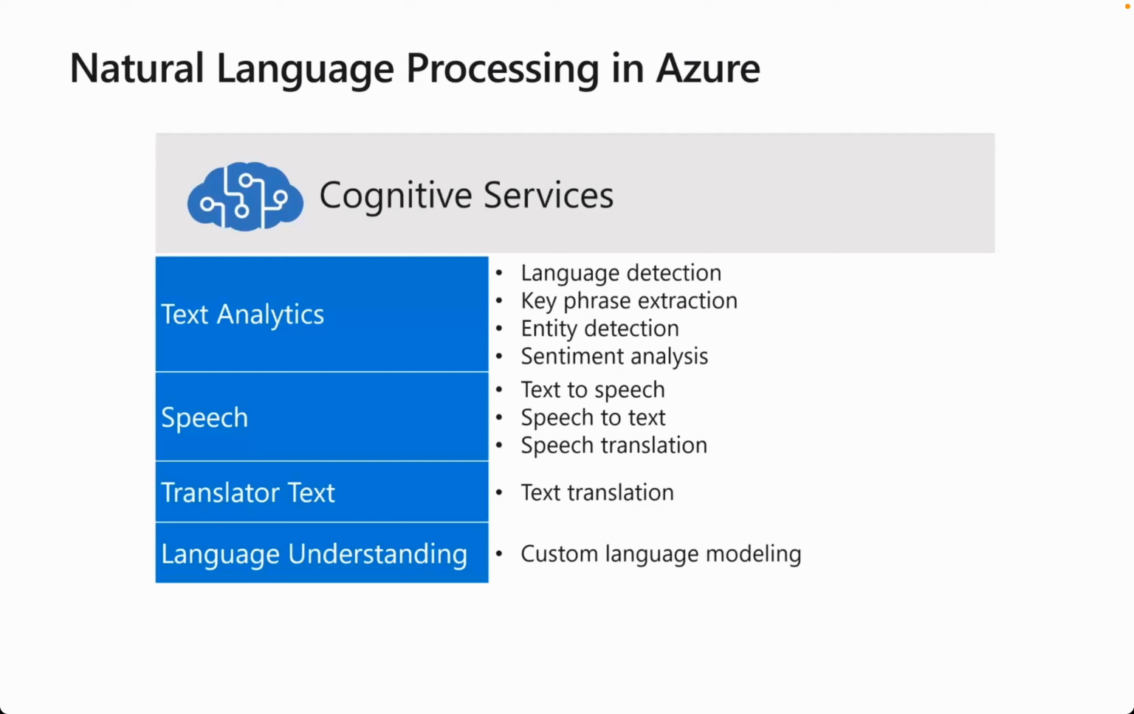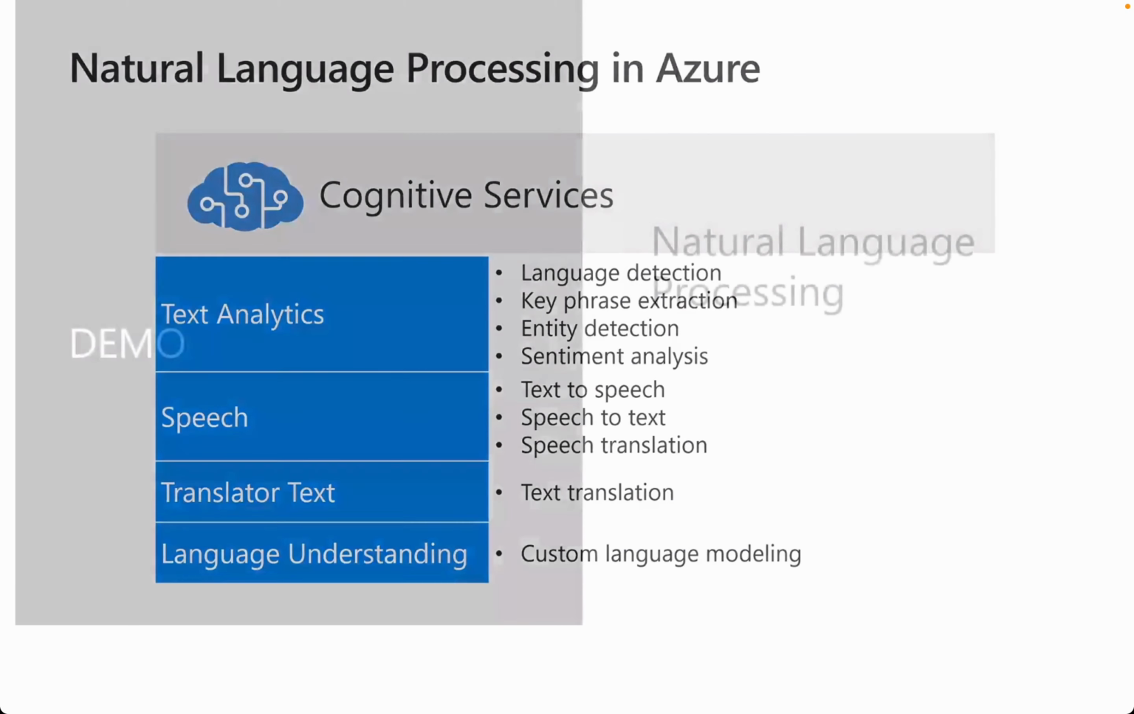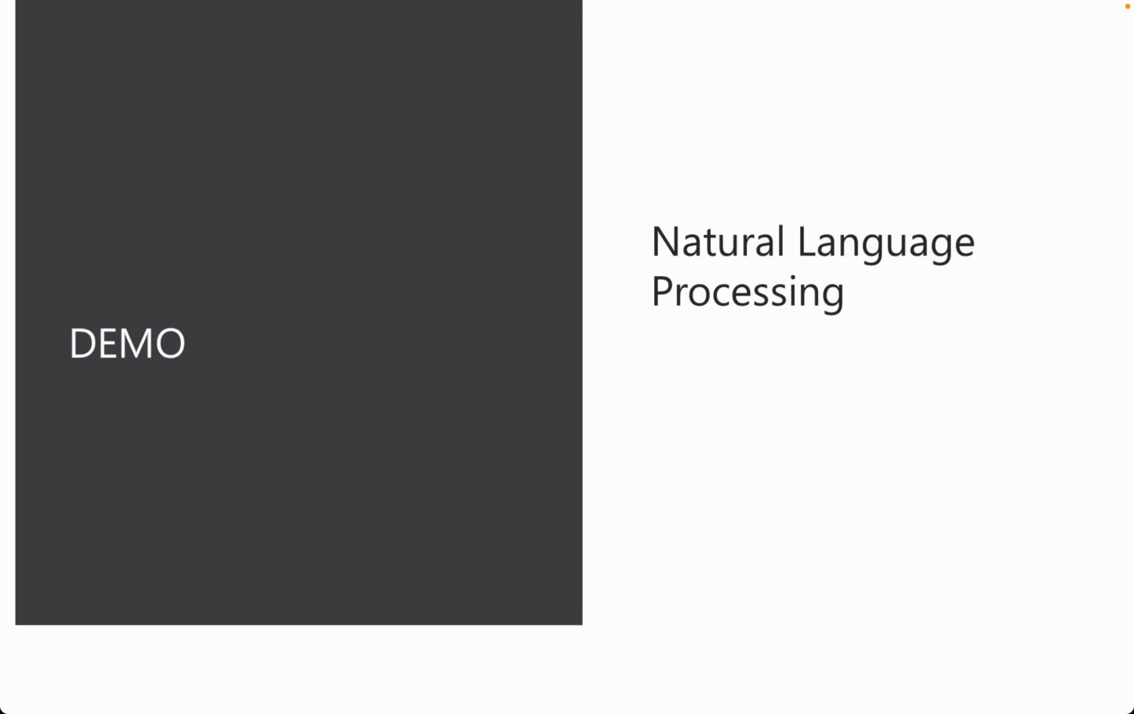Right, so in cognitive services related to text analytics, we have the language detection, key phrase extraction, entity detection, and sentiment analysis. And I'll have a short demo on this shortly. For speech, we have text to speech and speech to text, speech translation. And for translator text, we have text translation. And for language understanding, we have the custom language modeling. And we'll get to all those in a minute. So let's start with a little demo here.